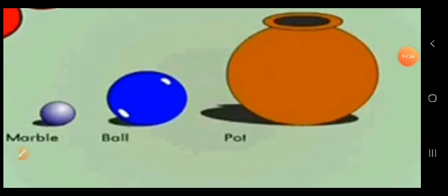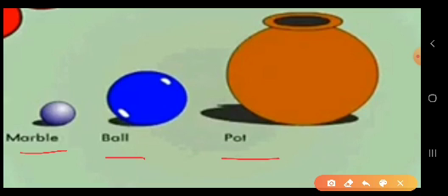So let us see an example, children. Take a marble, a ball and a pot. Here, this one is a marble, a ball and a pot. Children, all three have varying sizes. All three things have three different sizes.